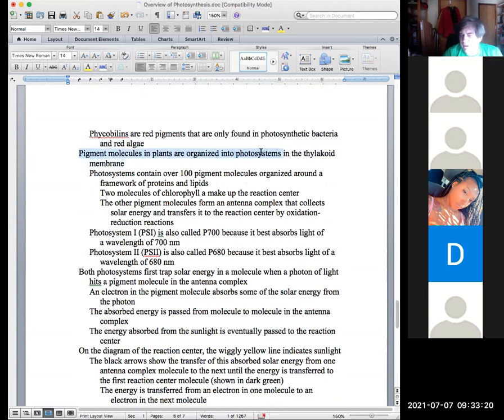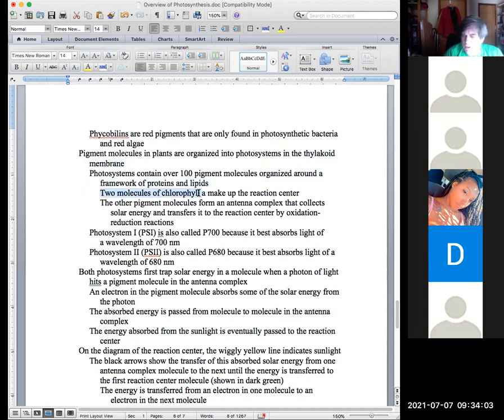Now, pigment molecules don't occur by themselves. If we look at pigment molecules, they're organized into some things called photosystems. And photosystems are found in the thylakoid membrane. So remember, we just said these pigment molecules absorbing sunlight is the beginning of the light-dependent reactions. So the light-dependent reactions are going to happen in the thylakoid membrane. And a photosystem is a system of about 100 pigment molecules. The pigment molecules are the important part, but there's actually kind of a framework of proteins and lipids that they're attached to.